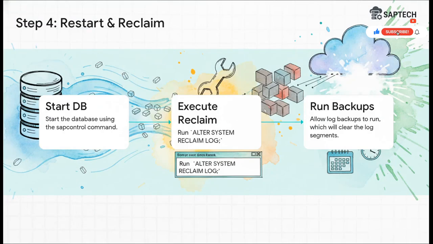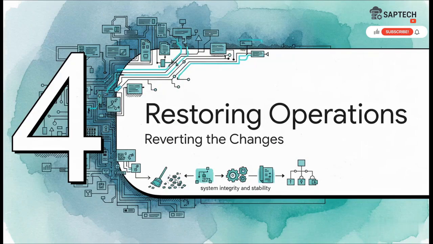With our little trick in place, it's time for the moment of truth. Go ahead and restart the HANA database. That little bit of free space we created should be just enough to let it start up without complaining. And as soon as it's online, you immediately run that alter system reclaim log command again. This time it should work. It'll trigger the log backups, which will then start clearing out all the old log segments, and you'll see your space usage drop dramatically.